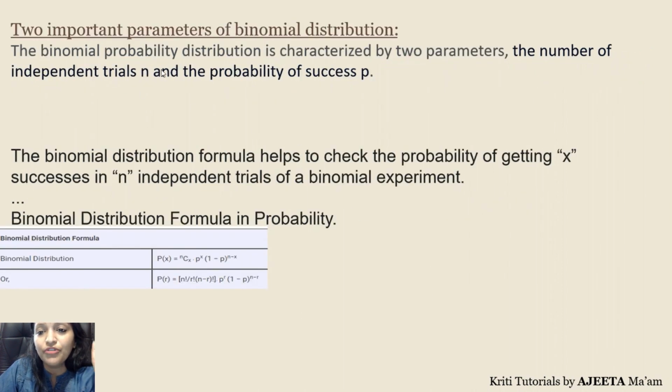Now next we have the two important parameters which will be very useful for this video as well. That is N and P. The two important parameters are always N and P. Whenever they ask you to find the parameters of a binomial distribution, we have to find N and P.